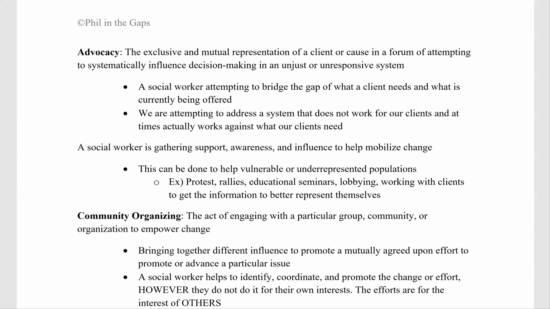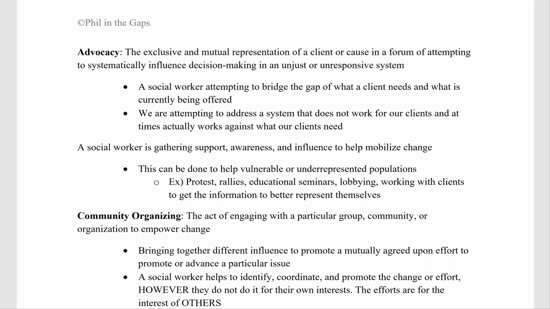Starting from the top, advocacy in general is going to be the exclusive and mutual representation of a client and/or cause in a form of attempting to systematically influence decision making in an unjust or unresponsive system. So stated in a less technical way, it's seeing something that is not quite right for the clients of interest and making the changes and adaptations to fill in the gaps of whatever gap exists, because the societal system does not always influence and promote the best possible version of society for our clients. So it's our job to be advocates to make sure they get their needs met.